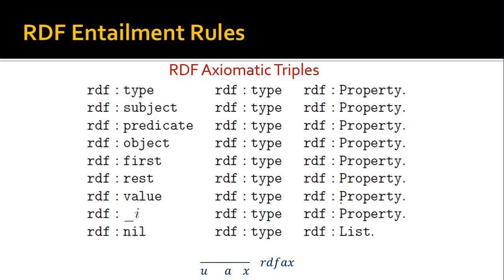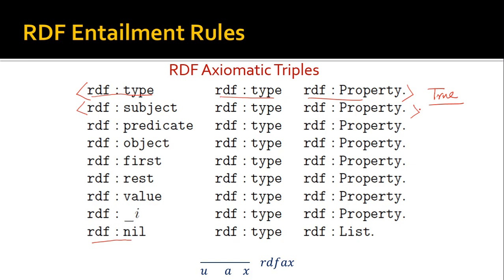Now, how are they treated differently? So, for example, we know that this RDF type is a type of property. So this is what we know, and this can be encoded as a triple, right? And this, what you are seeing here, like say RDF subject is a type of property, RDF predicate is also a type of property, and finally say RDF nil is a type of list. So all these are kind of statements that are assumed to be true irrespective of any other things, right?